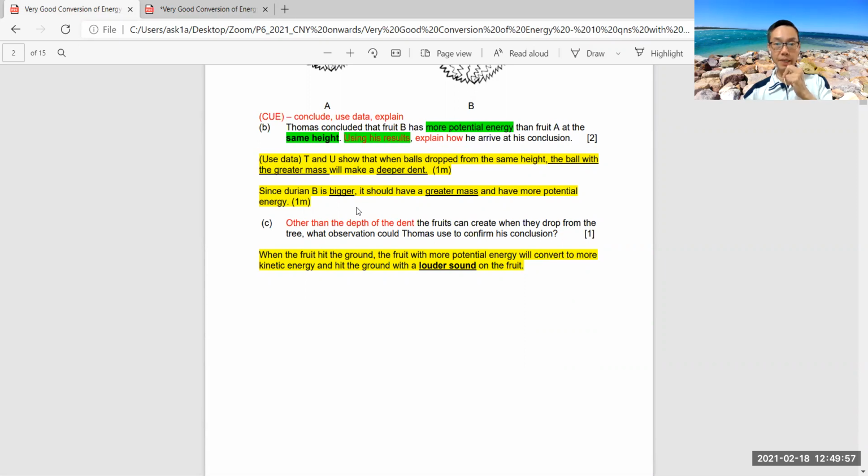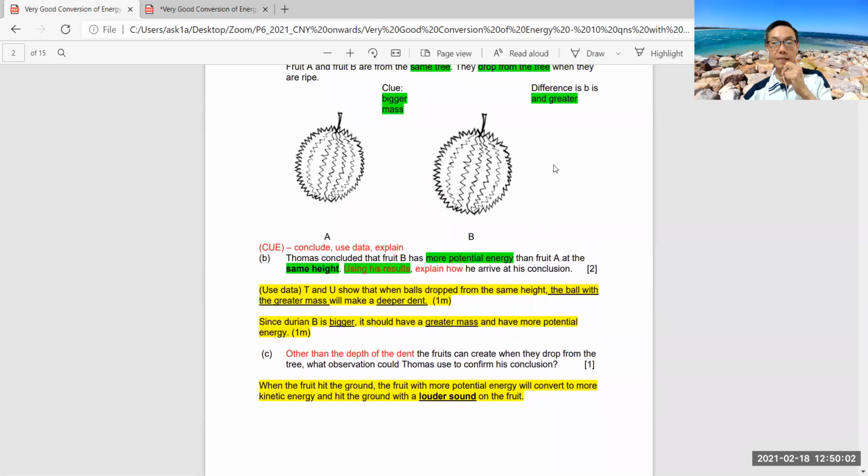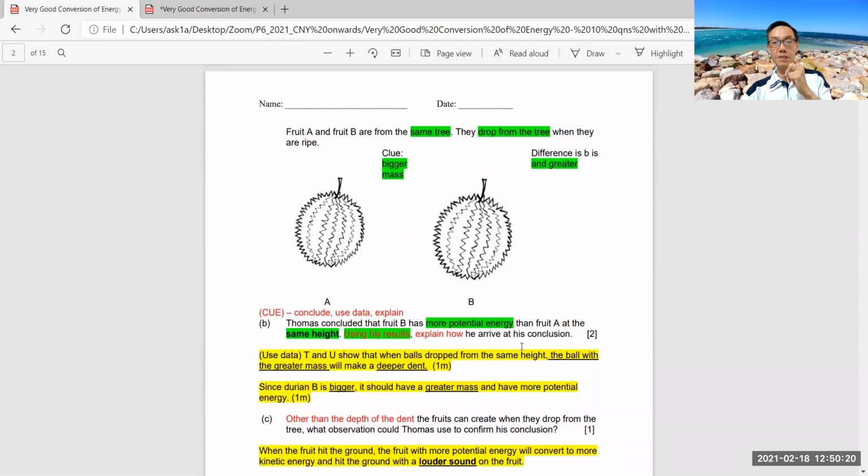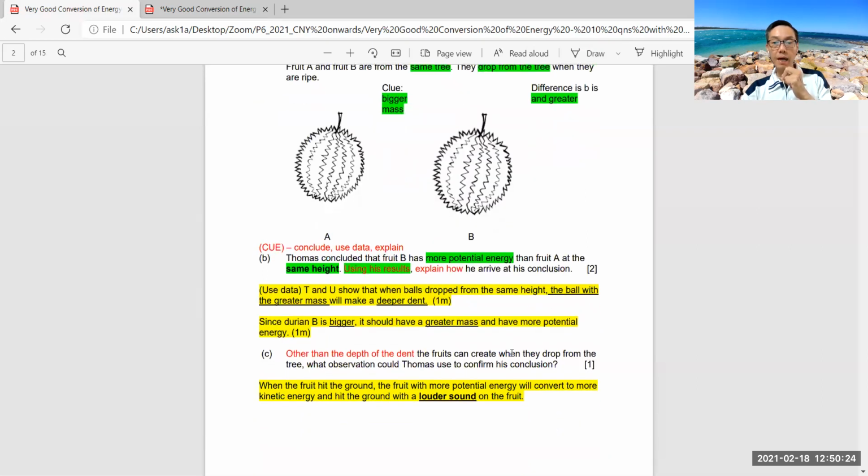And how do you explain? Since durian B is bigger, as I mentioned earlier, we assume that B is bigger and of the same type, so it will have a greater mass. So since durian B is bigger, it should have a greater mass and have more potential energy. This is the answer to this question, because the student must explain how he arrived at this conclusion. Let's continue with part C.